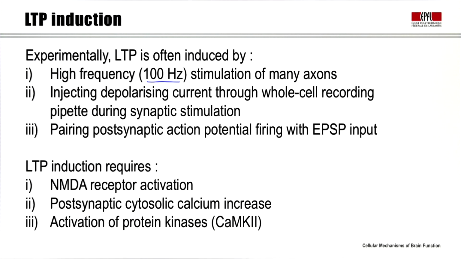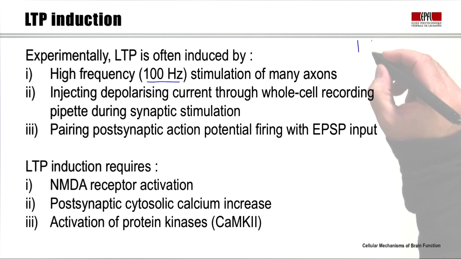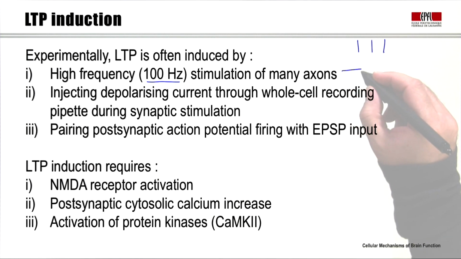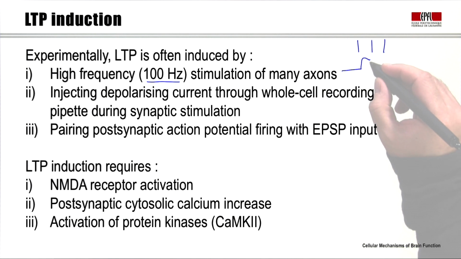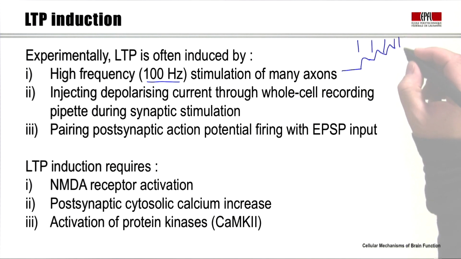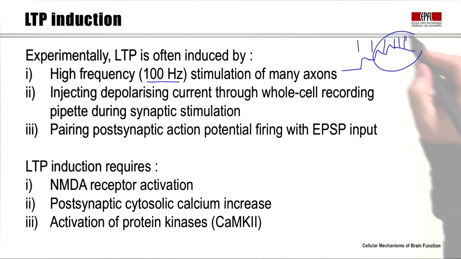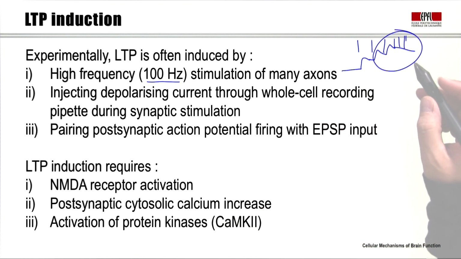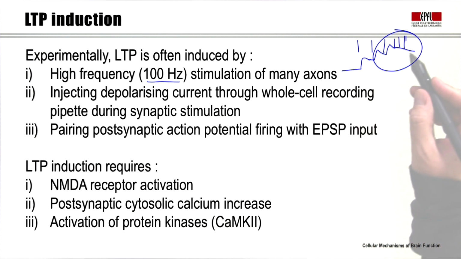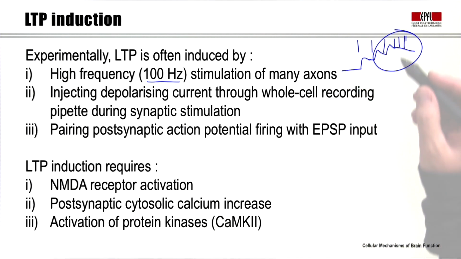You might put, for example, field stimulation electrodes where you might stimulate hundreds of axons at the same time. You stimulate these at high frequencies, and during that stimulation period where you stimulate every 10 milliseconds, what's happening postsynaptically is that you get EPSPs coming in, they summate, and often you get action potential firing coming in on top of this. So there's postsynaptic depolarization and often action potential firing of the postsynaptic neurons. And that's one of the most popular ways in which long-term potentiation can be induced.